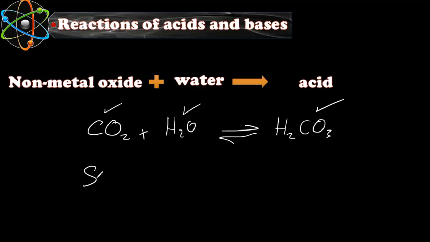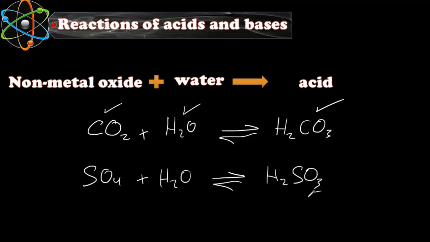Another example, here we have SO2 plus H2O, and this will give us H2SO3. And focus here, it is SO3. This is sulfurous acid. We have another acid, H2SO4. This is sulfuric acid, and this is sulfurous acid. Notice the difference between them.